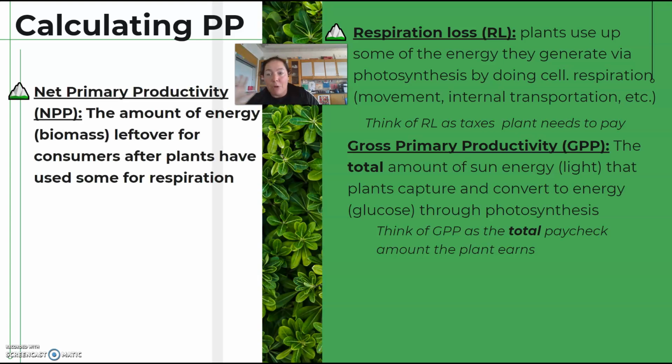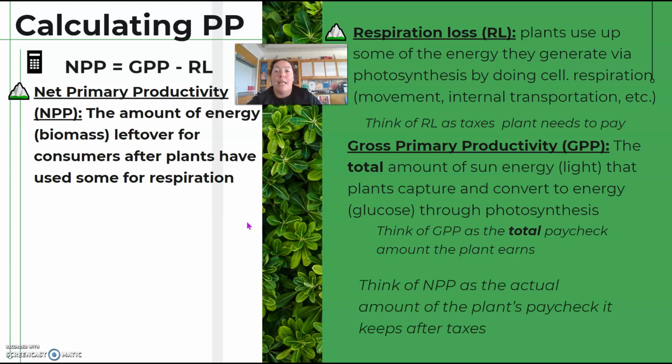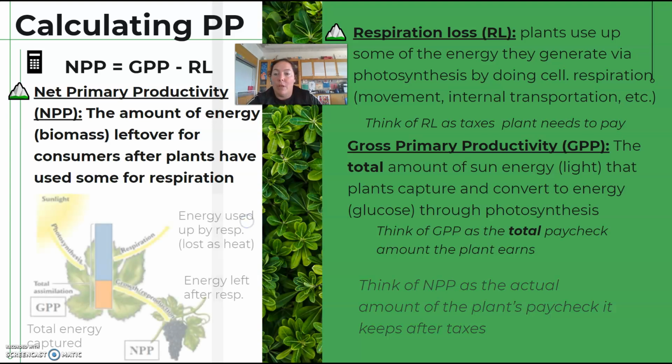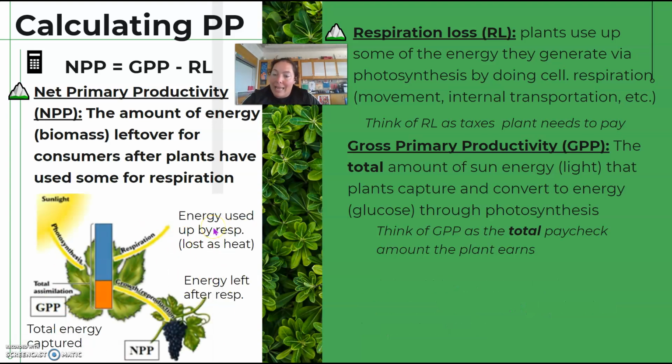So net primary productivity, or your net paycheck, net primary productivity is the amount of energy that's left over after the plants have respired and utilized that energy and paid their taxes, right? So your net paycheck is, okay, I made $200, but I have to pay $20 in taxes, so now I really only make $180. So when we calculate net primary productivity, we're going to say the net primary productivity is the gross primary productivity. So the total amount of photosynthesis or glucose that was created minus the amount of glucose that was utilized to let the plant live its own life. Some of that is lost as, think of it as lost as heat, okay?